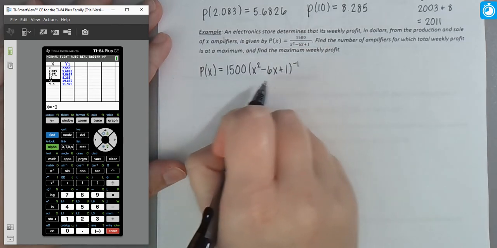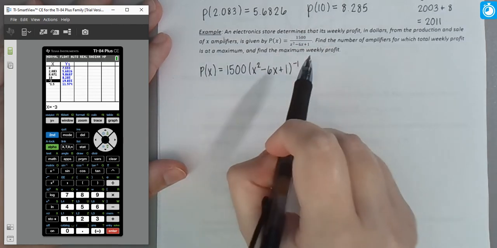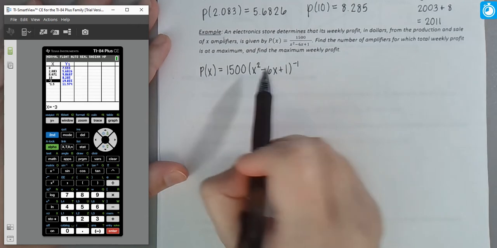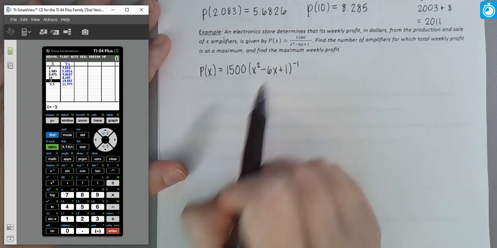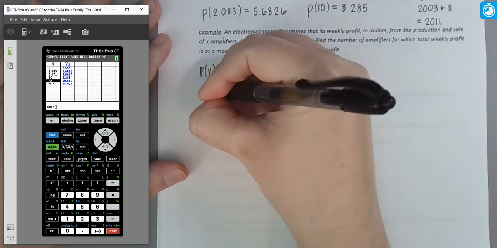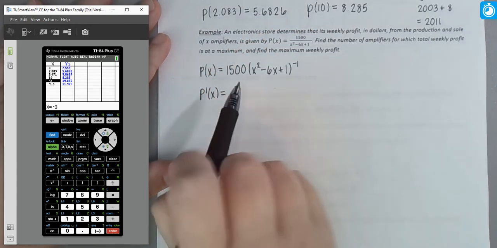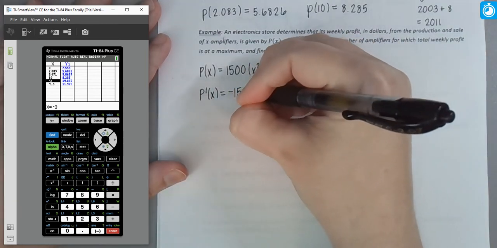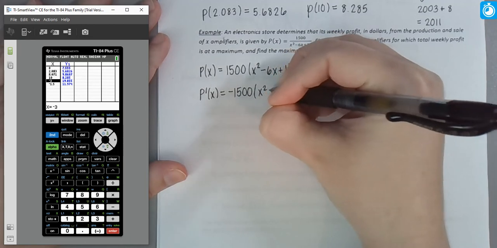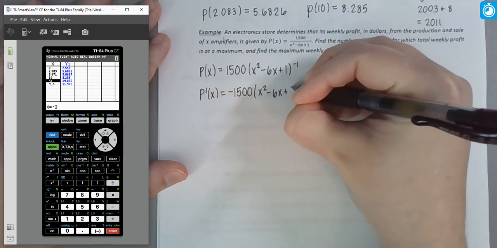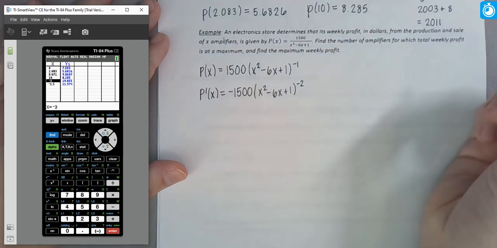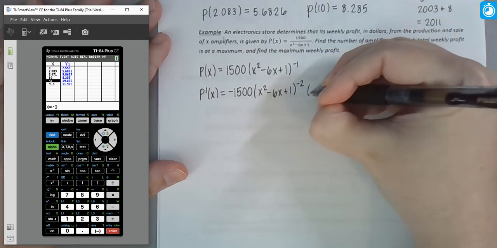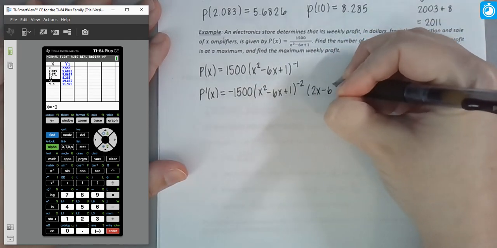Here I need to use the chain rule to take the derivative. So we're going to bring down our exponent, decrease the exponent by 1, leave the inside function alone, and then multiply by the derivative of the inside function. So our derivative is going to be 1500 times -1, so negative 1500 times x squared minus 6x plus 1, we decrease our exponent to -2, and then multiply by the derivative of the inside function, which is 2x minus 6.